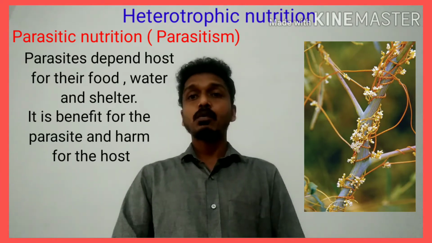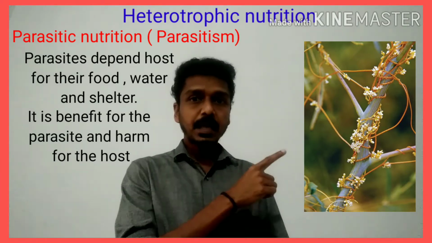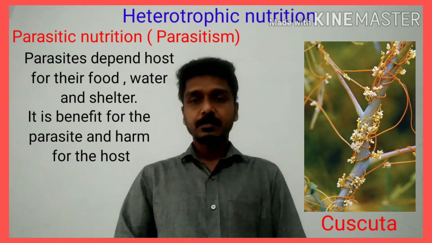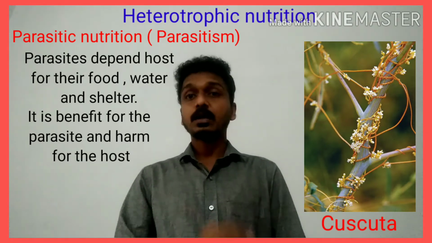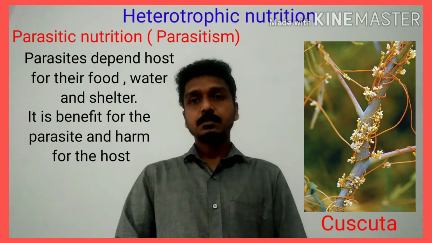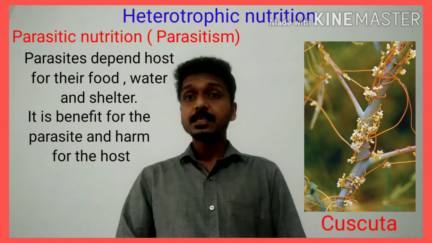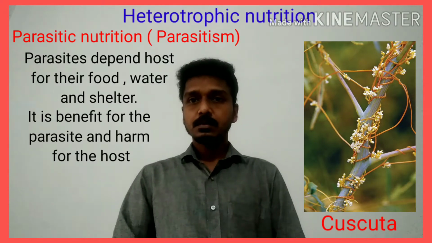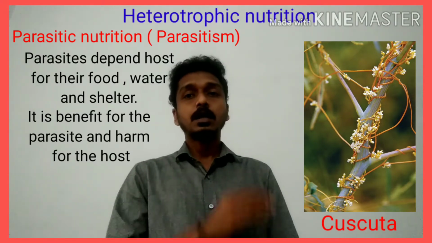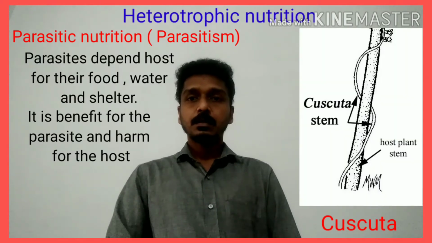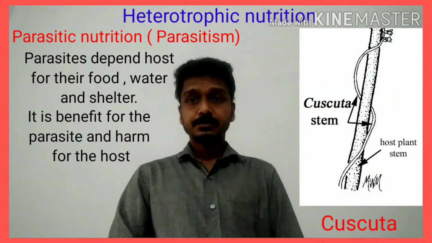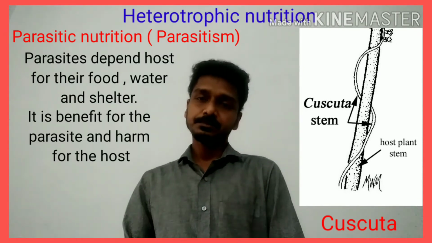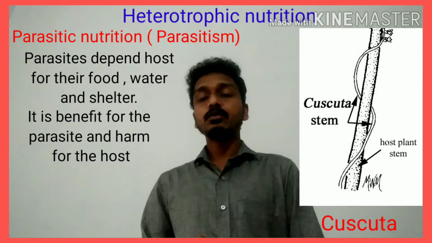Here I want to give you an example. This plant is called Cuscuta. Cuscuta is a parasite, a plant which has parasitic nutrition. Whenever Cuscuta grows on a plant, on a host, the host will be completely destroyed, completely harmed.